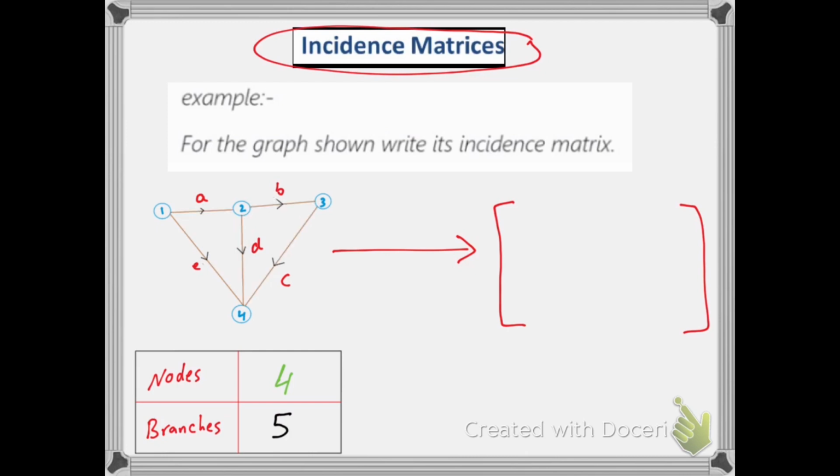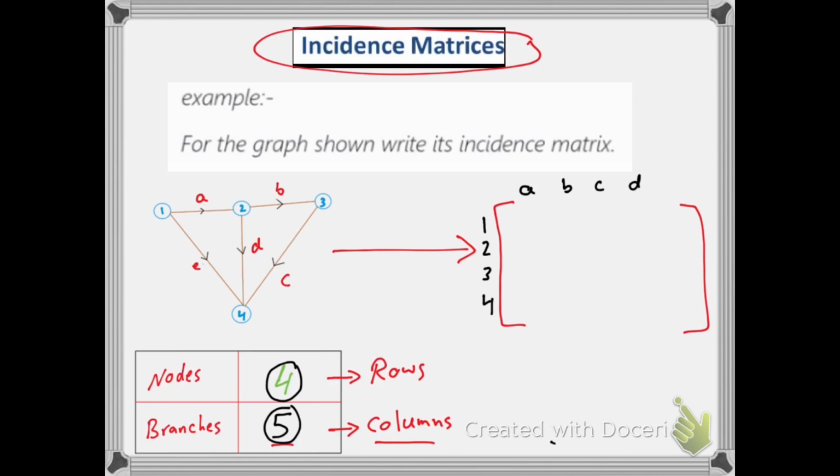The number of nodes represents the number of rows inside the matrix, and the number of branches represents the number of columns. Hence, I have 4 nodes, which means I have 4 rows: row 1, row 2, row 3, and row 4. And we have 5 branches, which means we have 5 columns: column A, column B, column C, D, and then E.